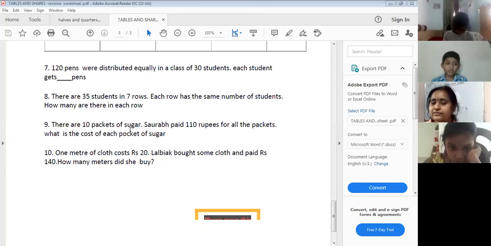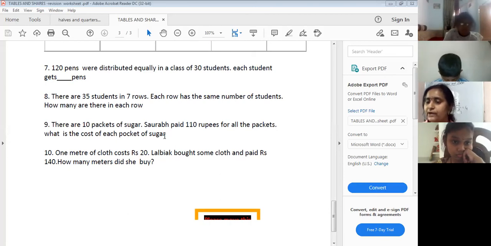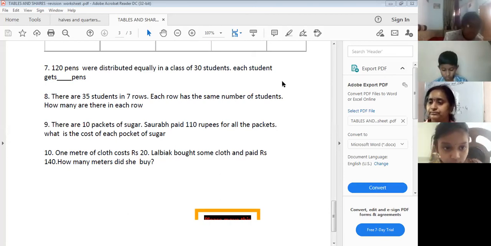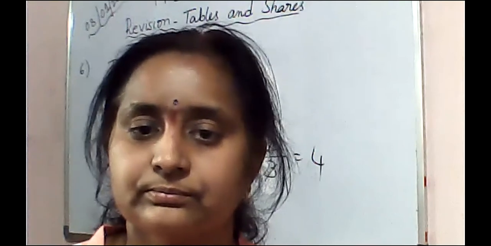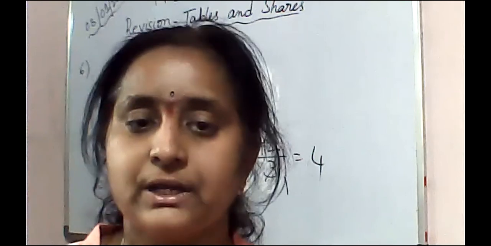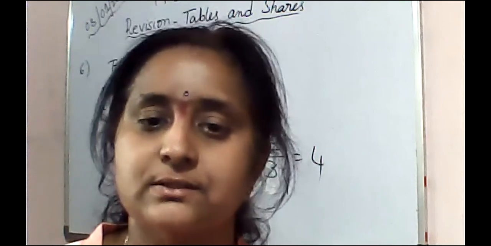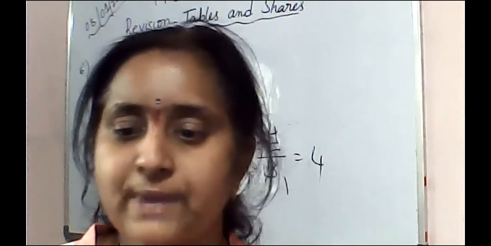There are 10 packets of sugar. Saurabh paid 110 rupees for all the packets. What is the cost of each packet of sugar? For 10 packets, the cost is 110. One packet cost we need to find out. What do we have to do? Division. So 110 divided by 10. 11. Each packet costs 11 rupees.